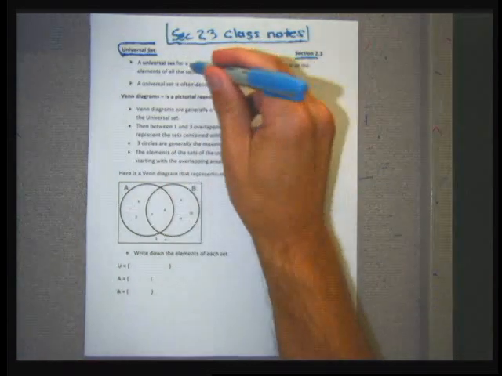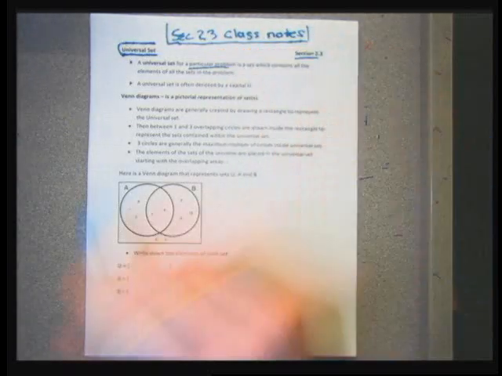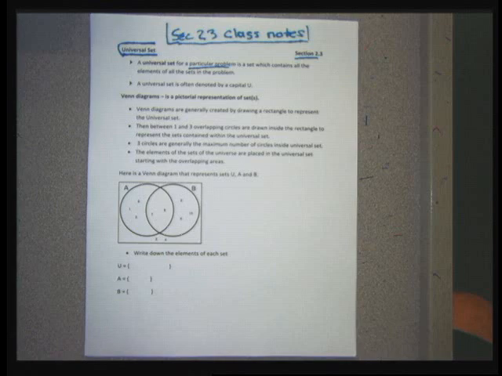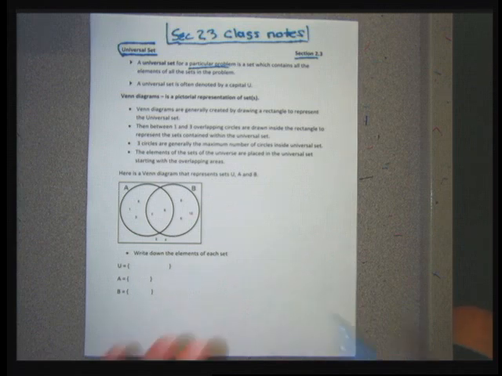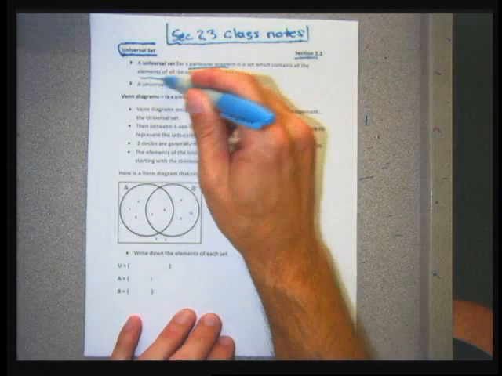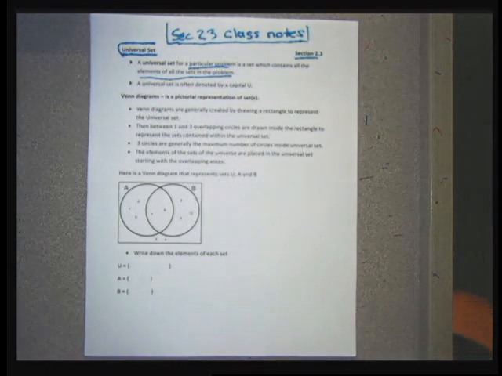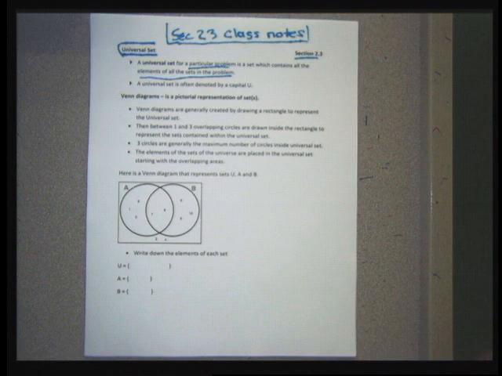So for a particular problem, it's the set of all the elements that we're going to concern ourselves with for that problem. In another problem, we might have a different universal set. So a universal set is specific to a set of problems, maybe a single problem, maybe 3 or 4 problems, maybe 10 problems, but it's a specific set that contains all the elements for any set in that particular problem. When we're dealing with universal sets, we'll only deal with those elements until we move on to a different universal set.